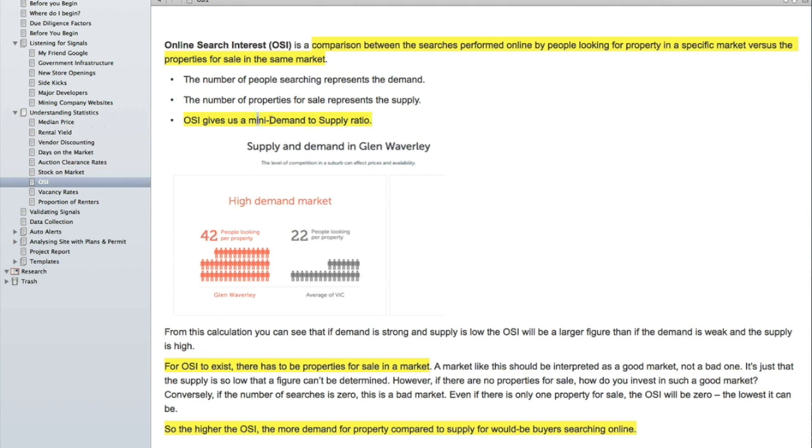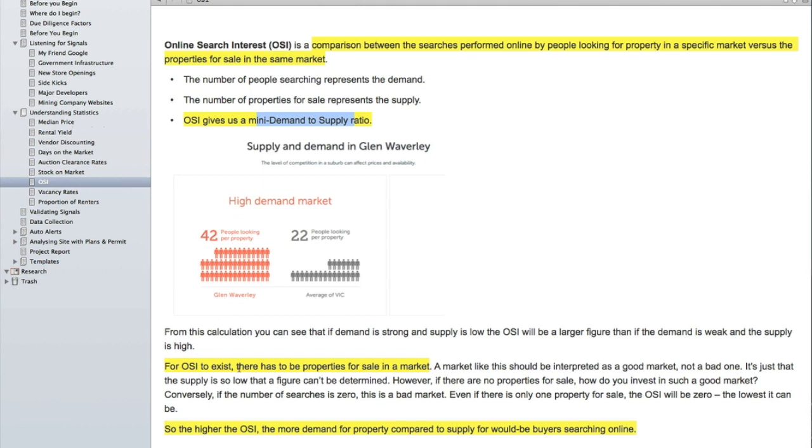So what it does is give us a mini demand and supply ratio, but it's only relevant to that particular site. For example, I took a screenshot from realestate.com.au for Glen Waverley to show you the difference. It's 42 people looking per property and 22 people looking per property. This is the average of Victoria, and this is the average of Glen Waverley. So that's a really hot pocket in Melbourne at this stage.